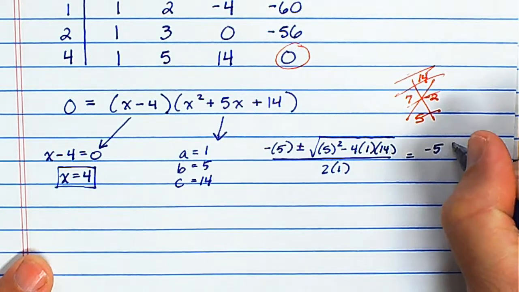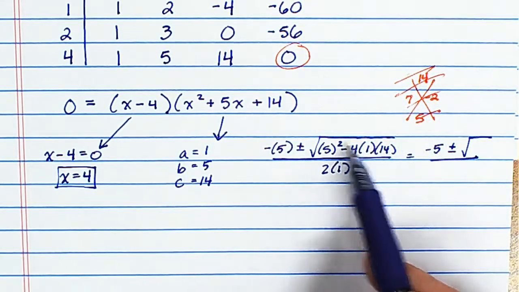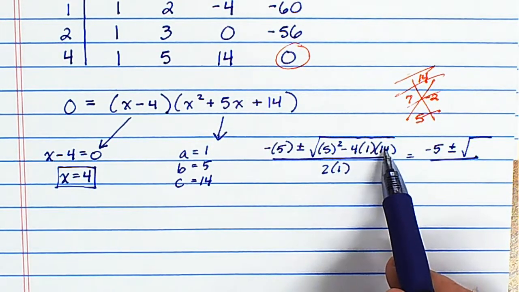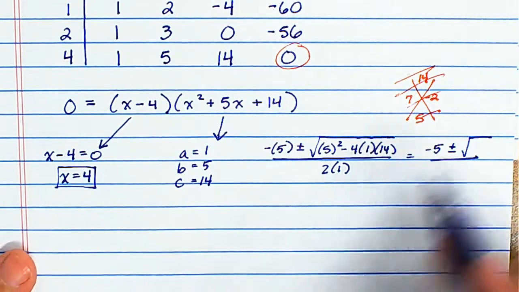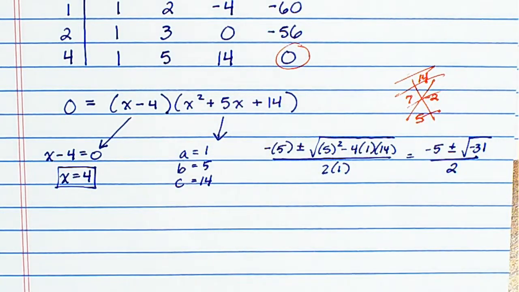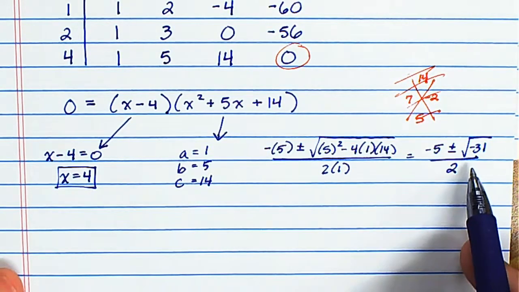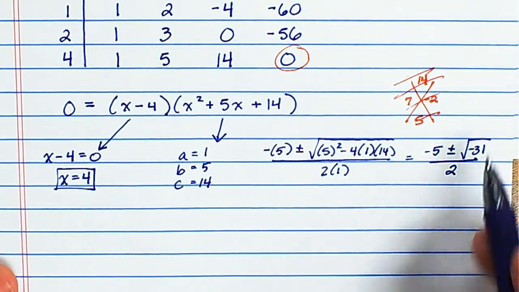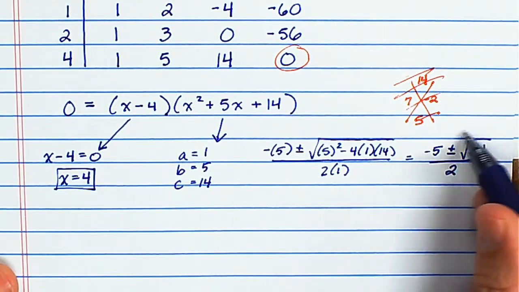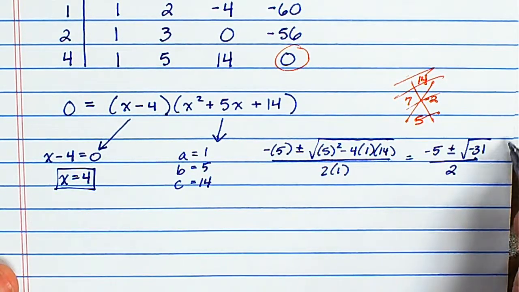Which would be negative 5 plus or minus the square root of 25 minus 56. This is negative 31 over 2. Negative 31. And so because we have a negative right here, we know that we're not going to get any real solutions. What kind of solutions are we going to get?